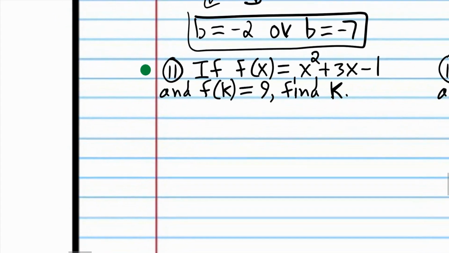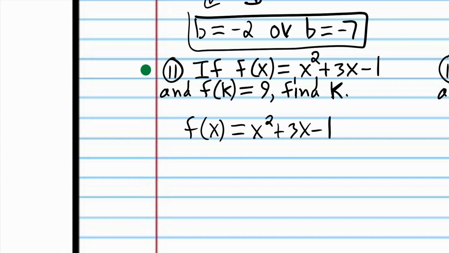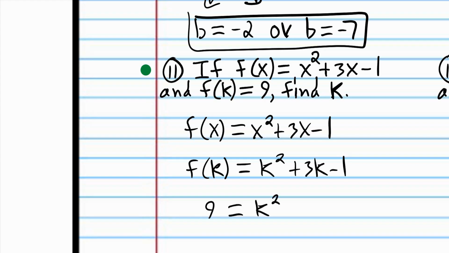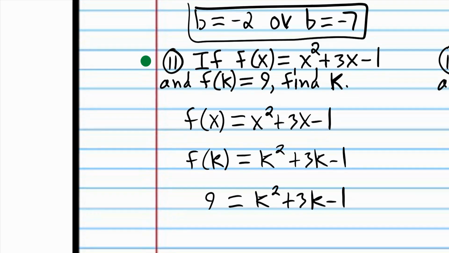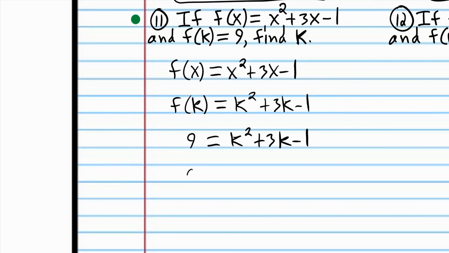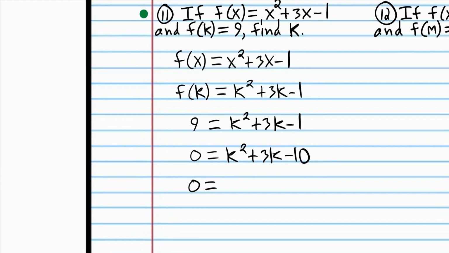Okay, we're back. So we know that f of x is equal to x squared plus 3x minus 1. And we know that if that's true, that f of k must be k squared plus 3k minus 1. And we're told that f of k is 9. So now we have to just solve this equation. It's a quadratic. We can't solve it without putting it in standard form. So I'm going to subtract 9 from both sides of the equation, and then we're going to use factorization to help us solve it.